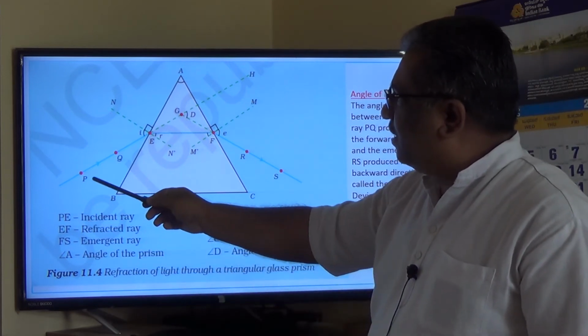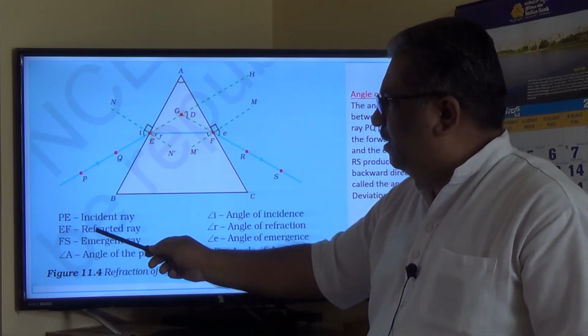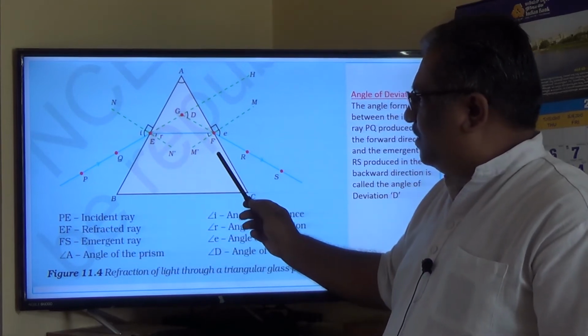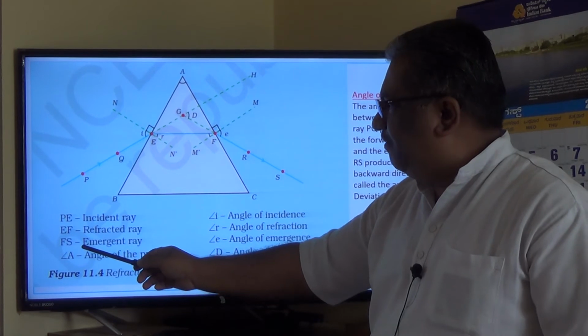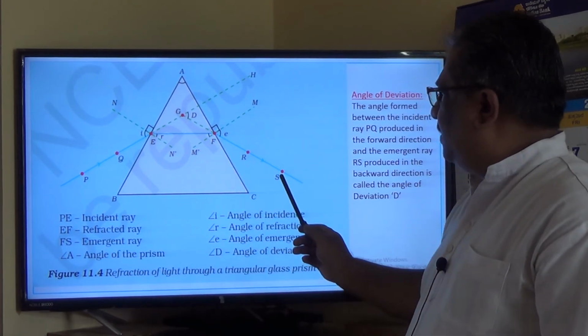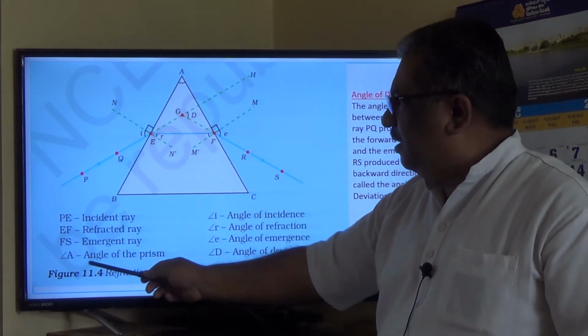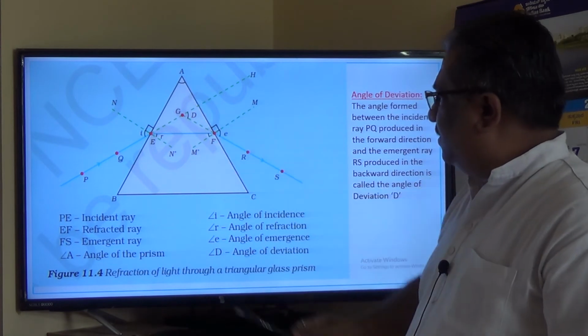PE is the incident ray. EF is the refracted ray. FS is the emergent ray. Angle A is the angle of the prism, here it is.